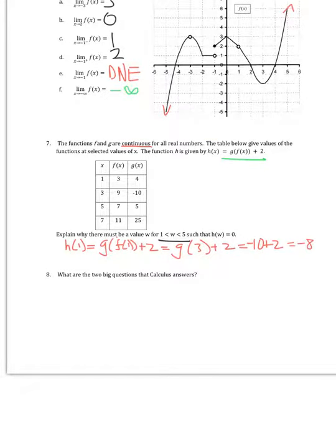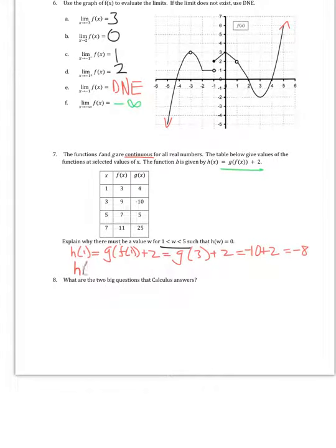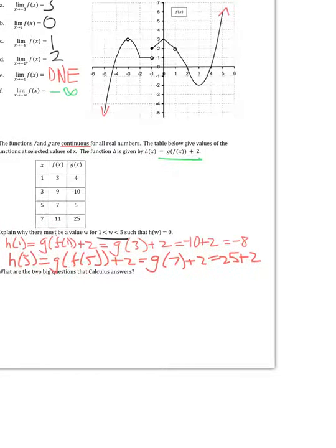Now h of 5 gives us g of f of 5 plus 2. Well, when x is 5, f of 5 is 7. So this is g of 7 plus 2. And g of 7 is 25, plus 2, and that is 27. Okay.